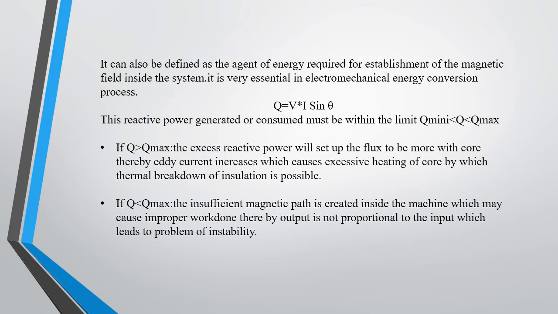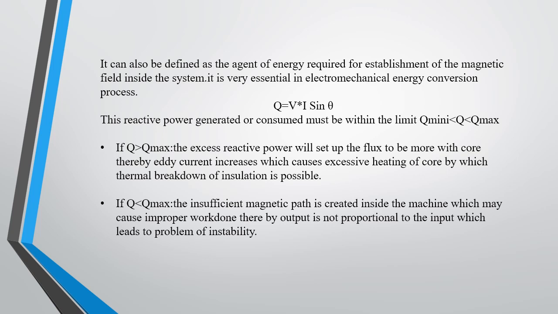It can also be defined as the agent of energy required for the establishment of the magnetic field inside the system. It is very essential in electromechanical energy conversion process. That is, Q is equal to VI sin theta. This reactive power generated or consumed must be within the limit Q minimum less than Q less than Q maximum.